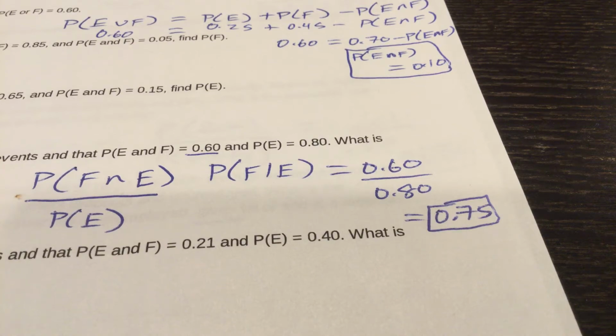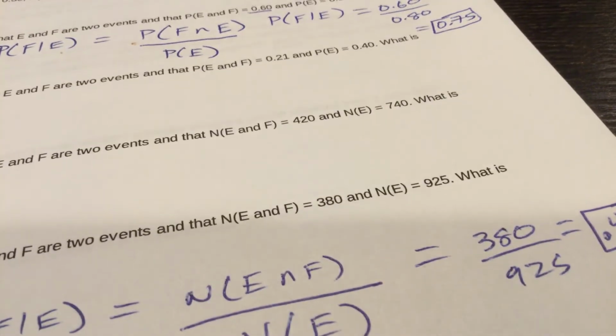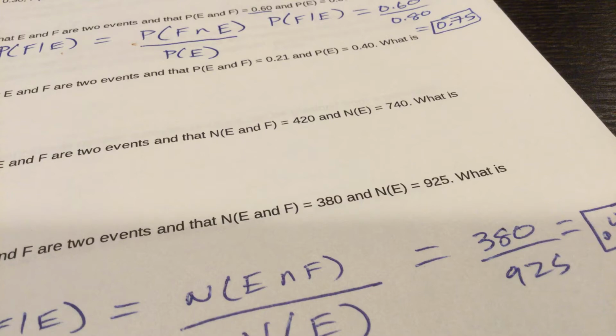You got plenty of those notes. I'm thinking chapter 12 notes. Suppose that E and F are two events, and that's not a probability, but that's the number. So the number of times that we have an intersection of E and F, that's 380, and the number of E, so E is 925.